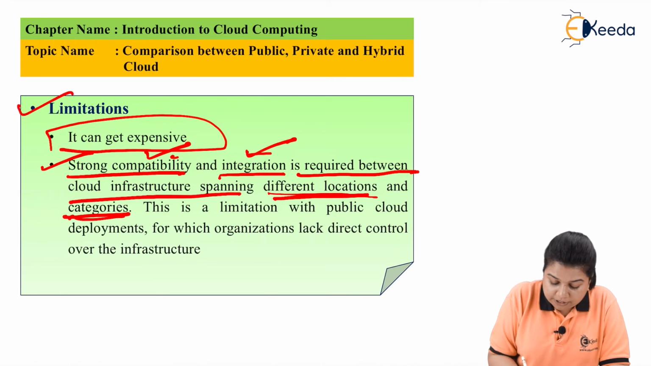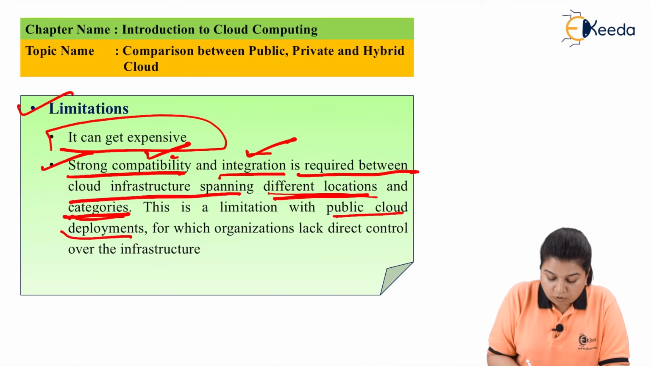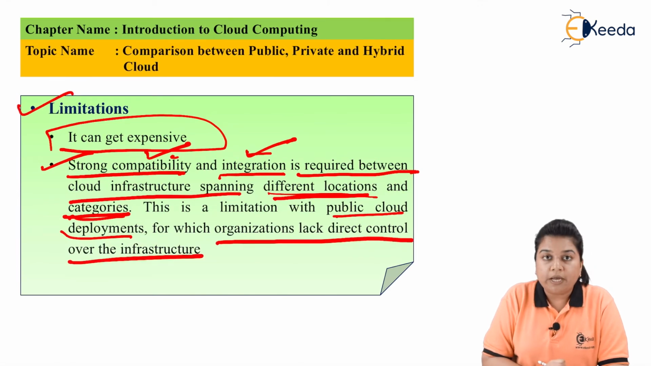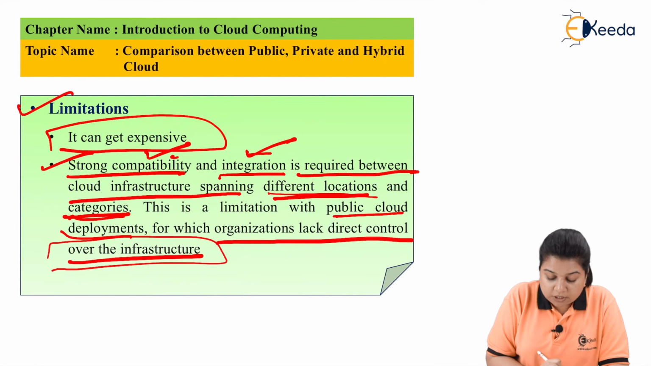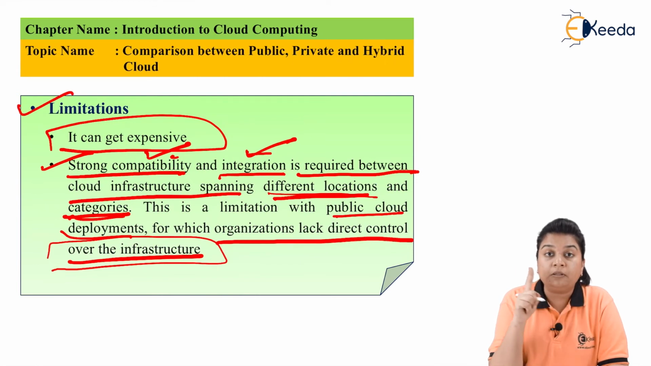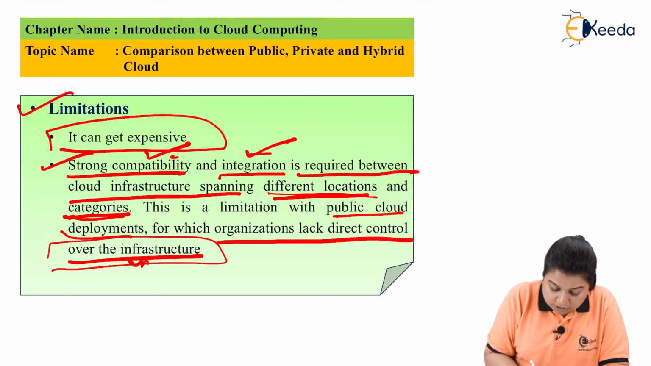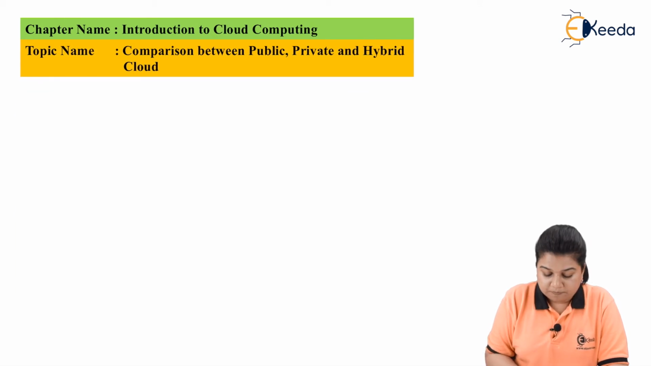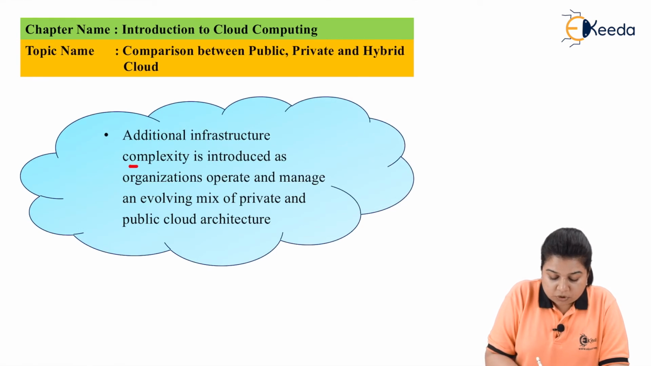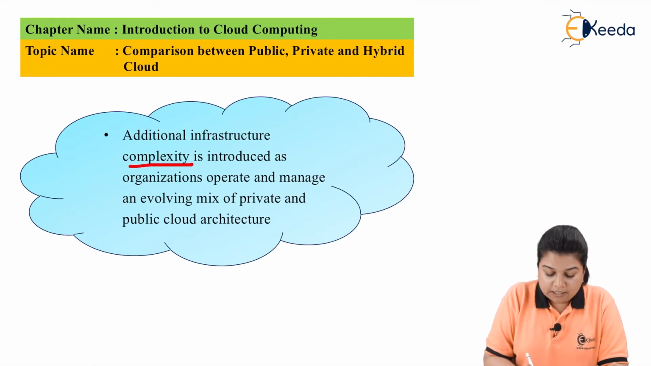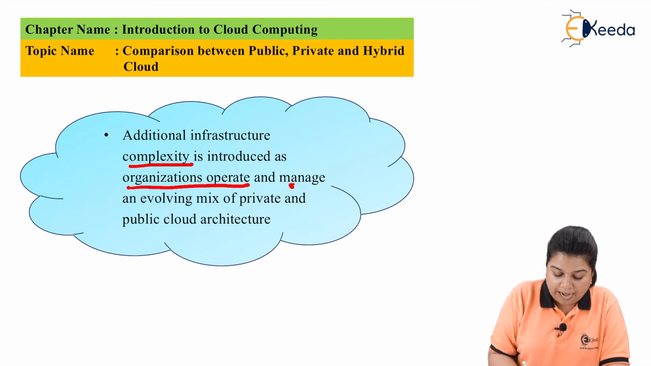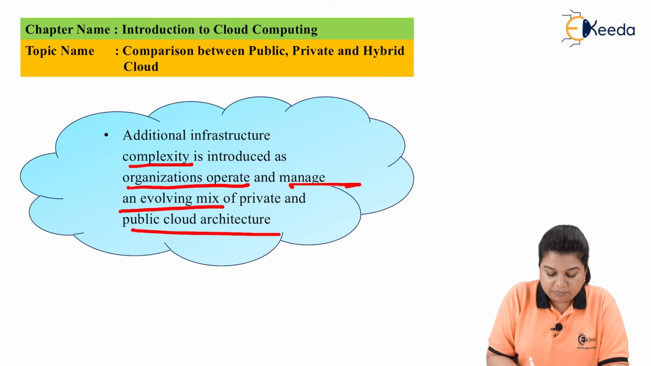The next is a limitation with public cloud deployments, for which organizations lack direct control over the infrastructure. Now, as we know, hybrid cloud is a combination of public and private cloud, so the private cloud infrastructure is in the control of the organization, but in the case of public cloud, the infrastructure is not under the direct control of the organization. Thus, compatibility and integration is a must. Additional infrastructure complexity is introduced as organizations operate and manage an evolving mix of private and public cloud architecture.